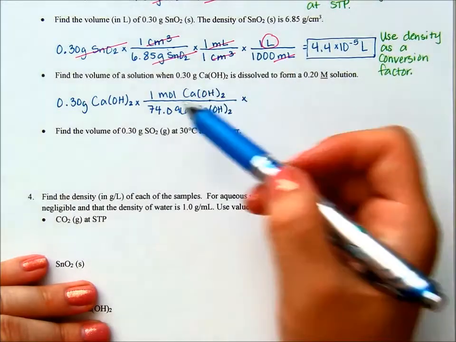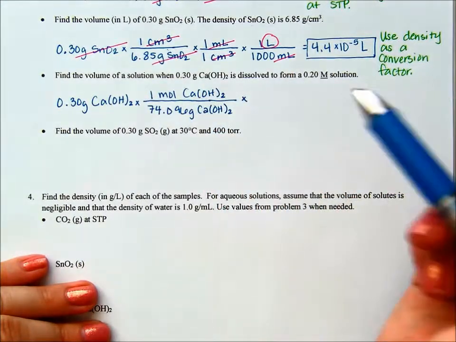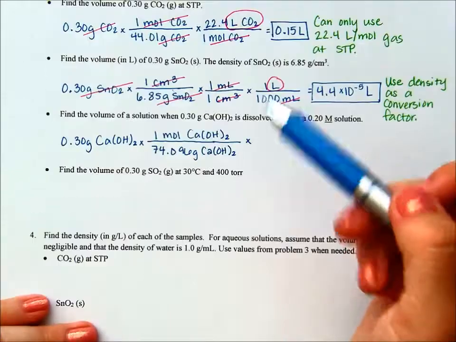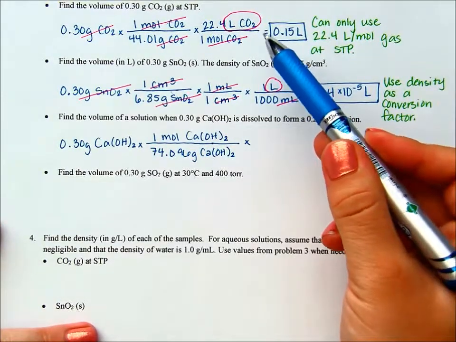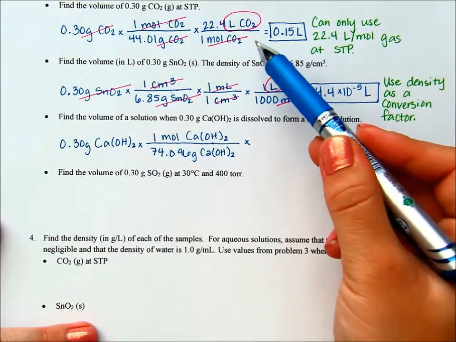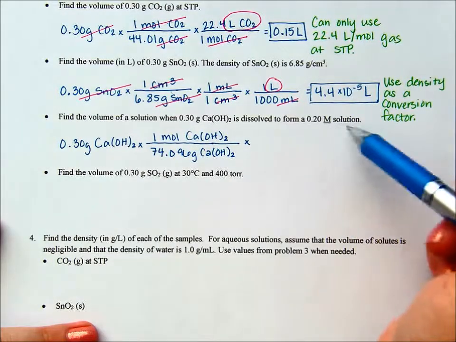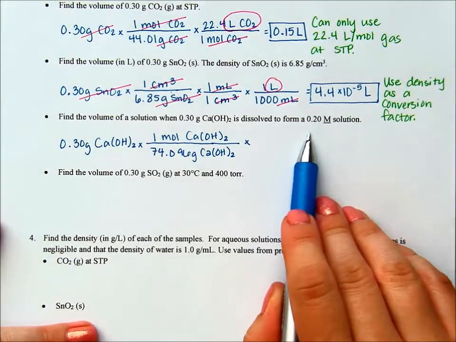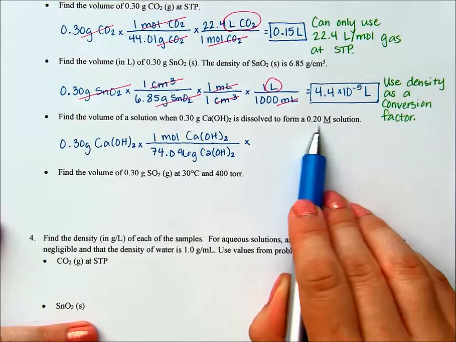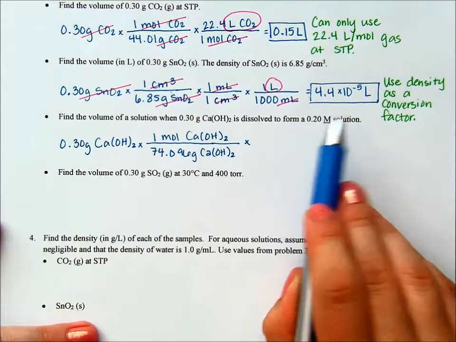Okay, so now I'm in moles, and I'm not in a gas, I'm not at STP, so I can't use my same trick that I used up here. I can't use 22.4 liters per mole, because this isn't a gas. This is a solution. However, we do have a molarity. We know that this is 0.20 molar solution.